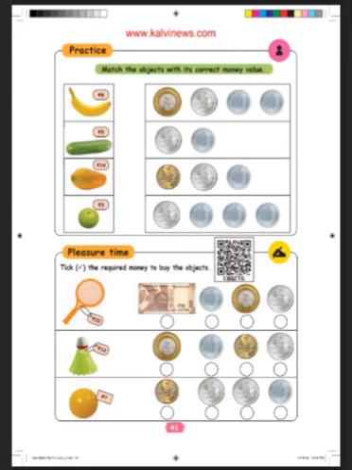Okay. Then for the ball, 7 rupees. Then 5 plus 2, 7 rupees. You can tick that 5 rupee coin, then the 2 rupee coin. So 7 rupees. Okay, ma.